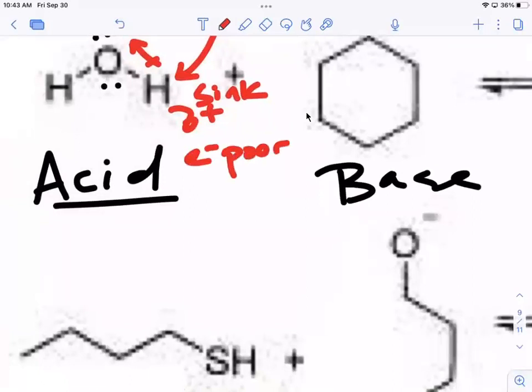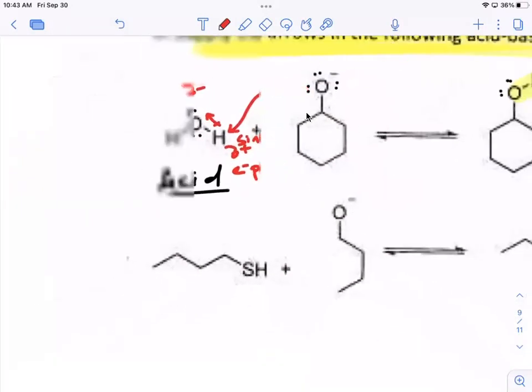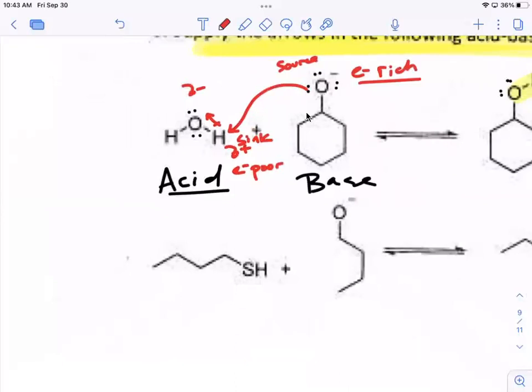They always go to atoms that need them, as opposed to flowing from atoms that need them to atoms that don't need them. If that makes sense. Does that make sense? Yes, sir. All right, so that's the first arrow for your base: it always goes towards the proton from a pair of electrons on your base.